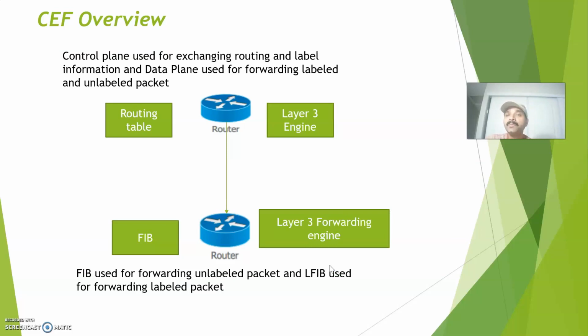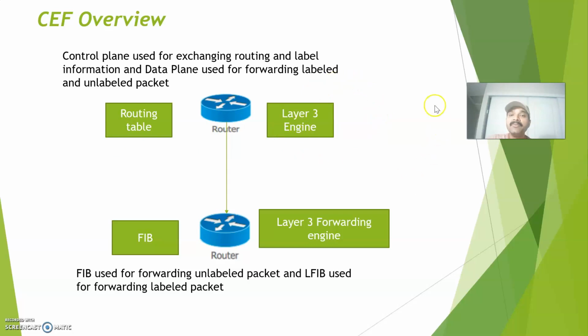It contains two planes. One is the control plane, or the layer 3 engine. The other is the data plane, or the layer 3 forwarding engine. The control plane is used for exchanging the routing and the label information. The routing information is exchanged using the routing protocol, and the label information is exchanged between the routers using the label distribution protocol.